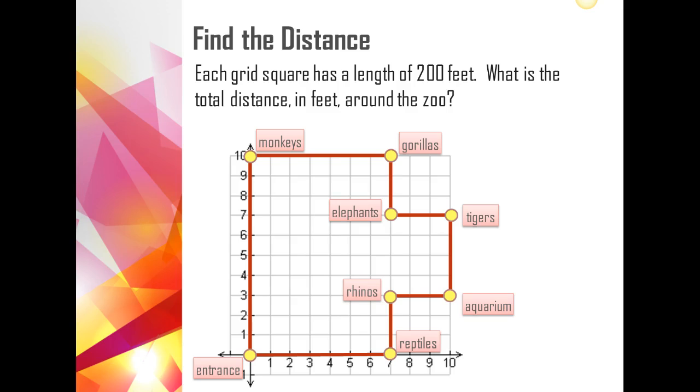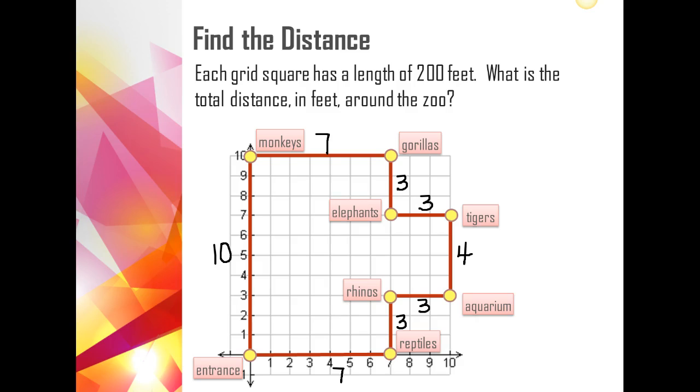The distance from the entrance to the monkeys is 10 units. Then from the monkeys to the gorillas is 7 units. The gorillas to the elephants is 3. Elephants to tigers is 3. Tigers to the aquarium is 4. The aquarium to the rhinos is 3. Rhinos to the reptiles is 3, and reptiles back to the entrance is 7.